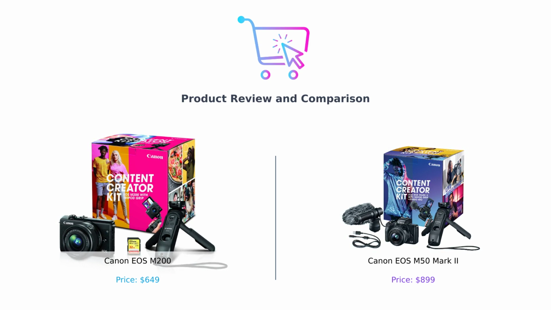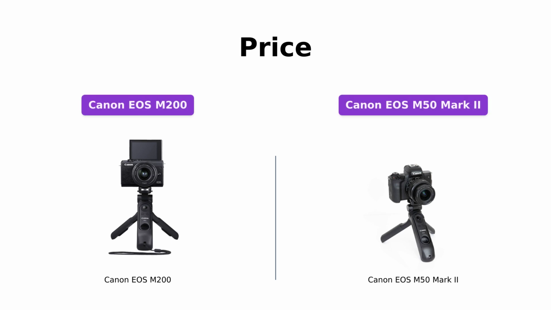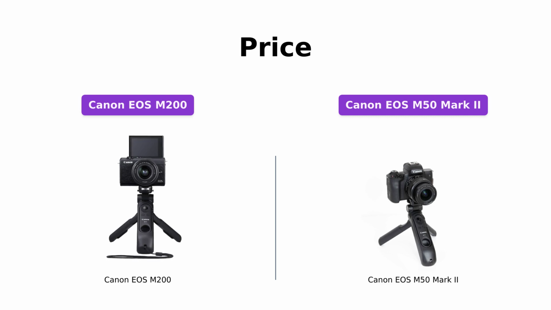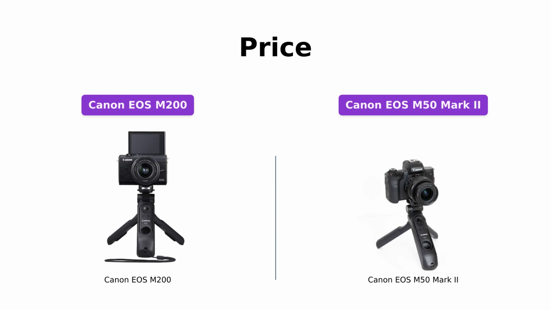Now let's get started. Let's begin by comparing the prices of these cameras. The Canon EOS M200 is priced at $649, while the Canon EOS M50 Mark E is priced at $899. Keep in mind that prices may vary depending on your location and any ongoing promotions. Now, let's move on to other aspects of these cameras.